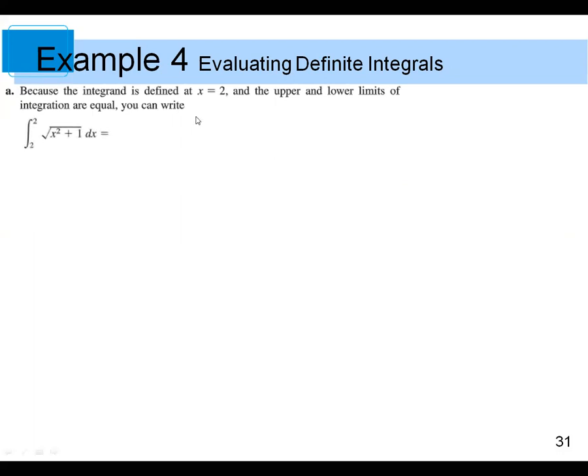All right, because the integrand is defined at x equals 2, the upper and lower limits of integration are equal. You can write the integral from 2 to 2 of the square root of x squared plus 1 dx is equal to 0.